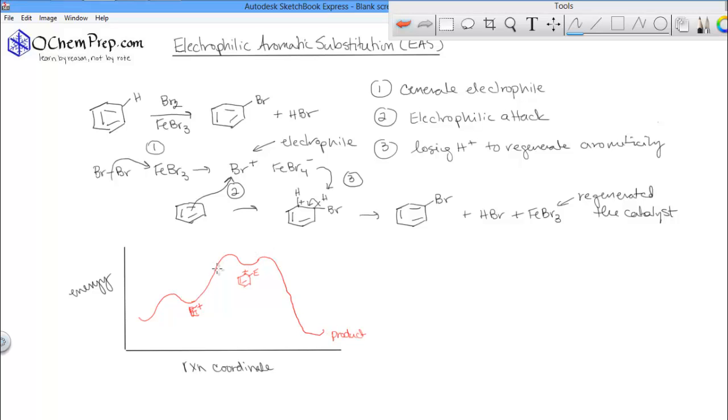So why is this important? This actually tells us where our rate determining step is. And because of that, anything that will lower this hill will allow the reaction to go forward in a different path. And we're going to learn how different substituents on the ring will make this path be either steeper or less steep. And it will allow us to predict where substituents or electrophiles will add to the ring.